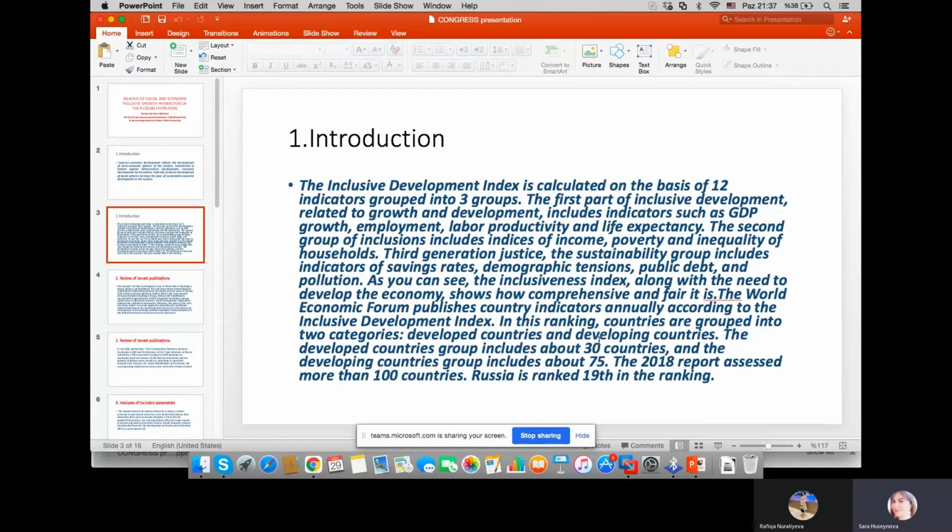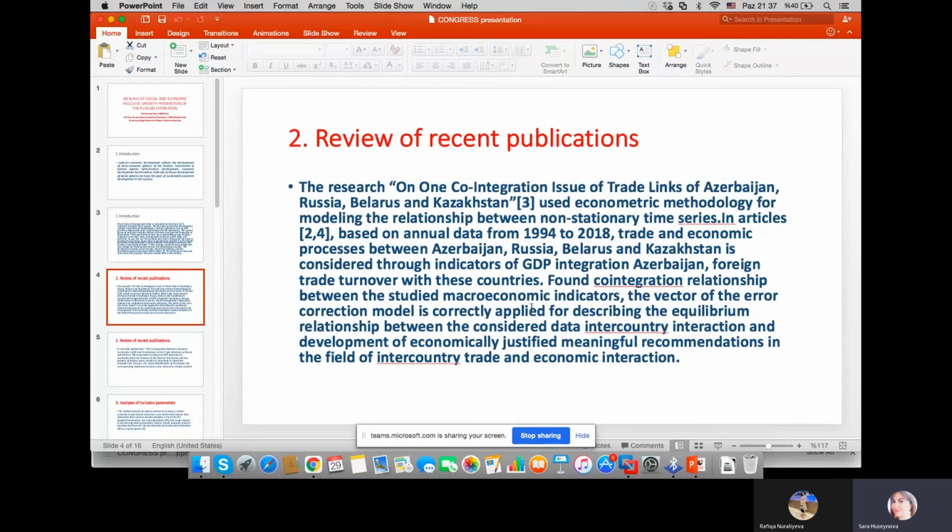The third group includes the sustainability of the economy: savings rate, demography, pension, public debt, and pollution. And then in this article we analyze a review of recent publications about the inclusive parameters.